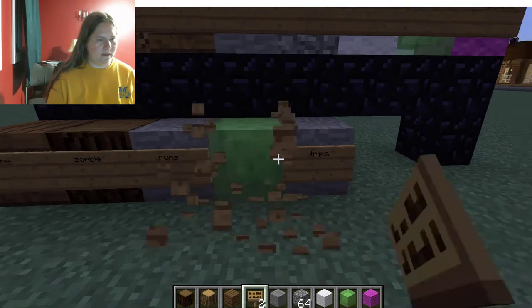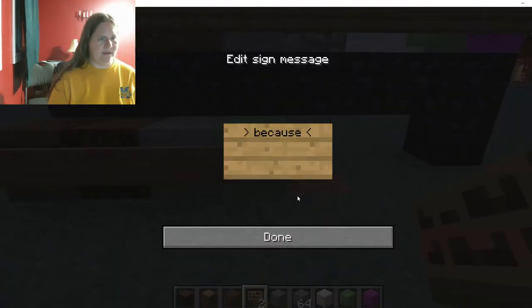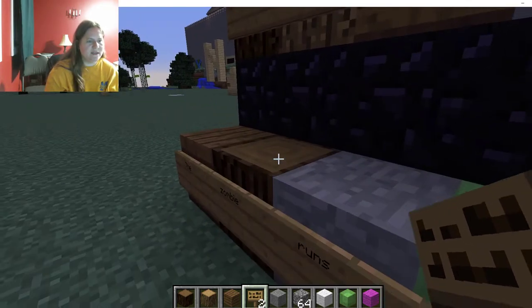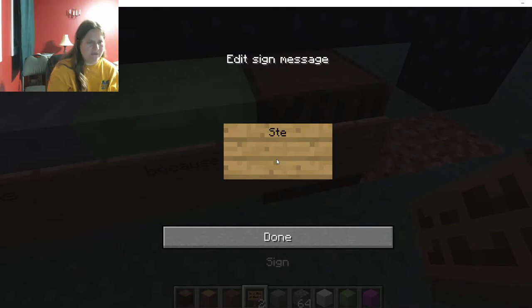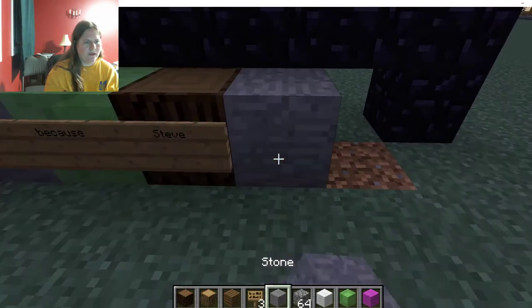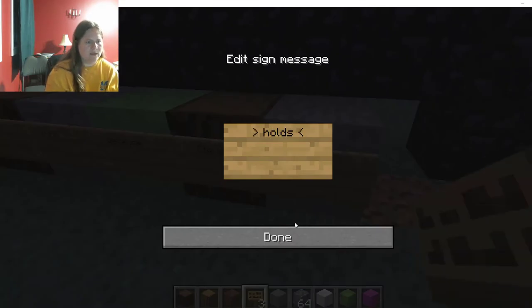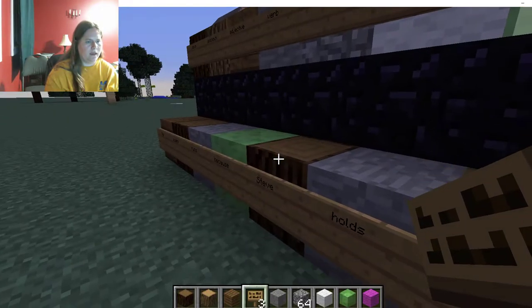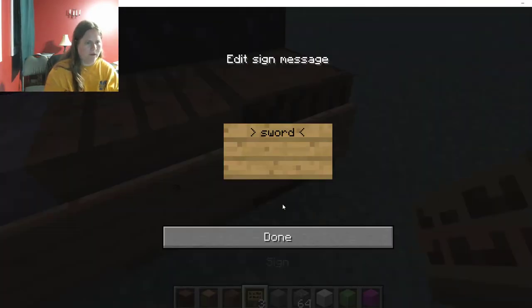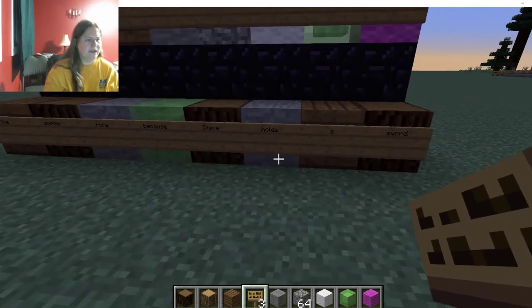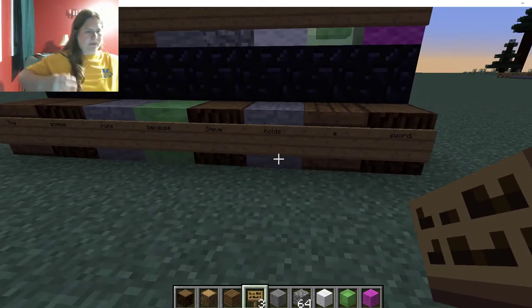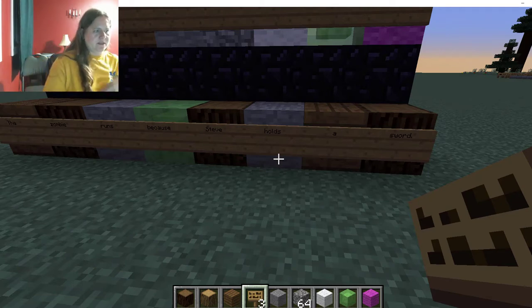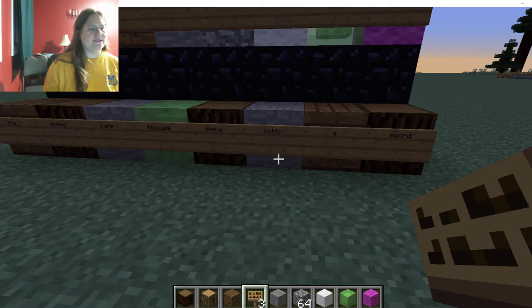For example, because. The zombie runs because, say, Steve holds a sword. Okay. The zombie runs because Steve holds a sword. In this case, we have two clauses. We've got the zombie runs, that's clause number 1, and then we have Steve holds a sword, clause number 2. And they're joined by because. One of these causes the other one to happen.